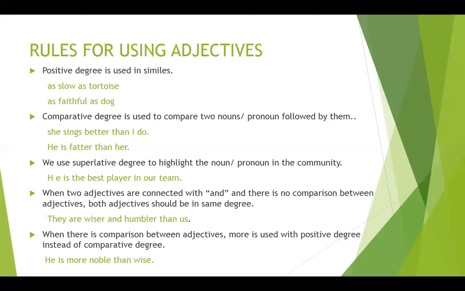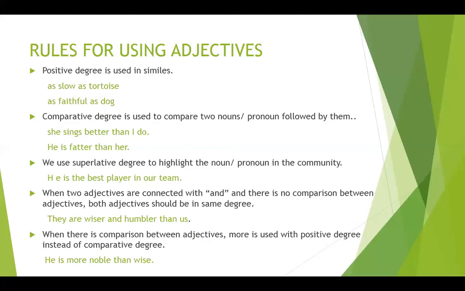Rule number 3 is when the superlative degree is used to highlight the noun or pronoun in the community, the whole community. When we consider them the best one. For example, he is the best player in our team. It means that nobody can be compared with him. He is the best one.